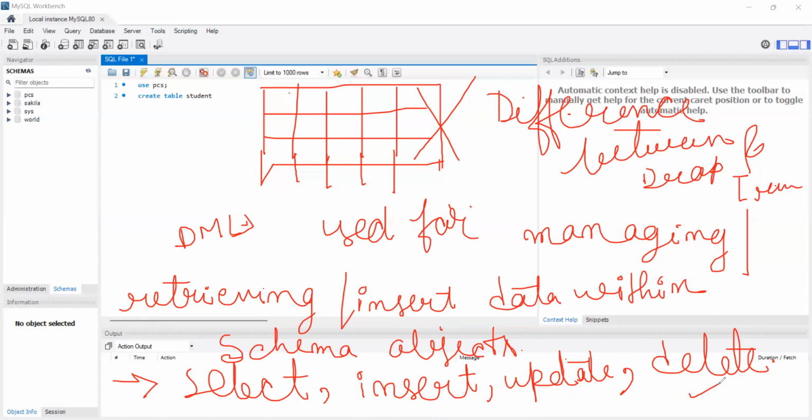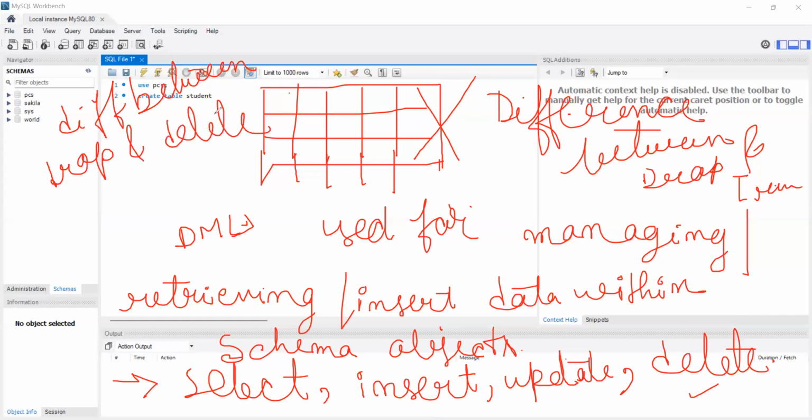Yes, sir. Now tell me the difference between drop and delete. Already drop and truncate I told you. Drop and delete, what is the difference? Drop is a DDL command and delete is a DML command. That's the basic thing. What is the usage, Subham?